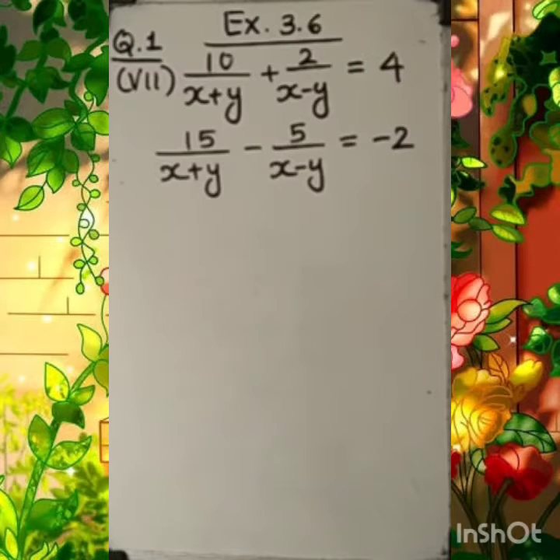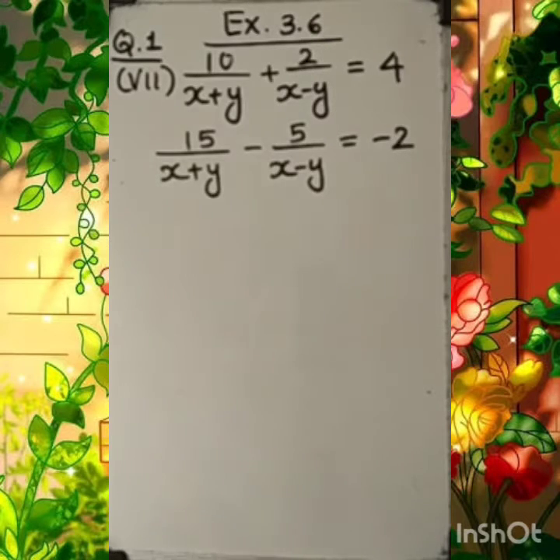Exercise 3.6, question 1, the seventh question we are seeing here. 10 upon x plus y plus 2 upon x minus y equal to 4. Another equation is 15 upon x plus y minus 5 upon x minus y equal to minus 2.